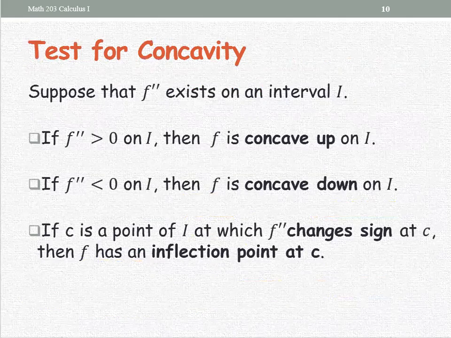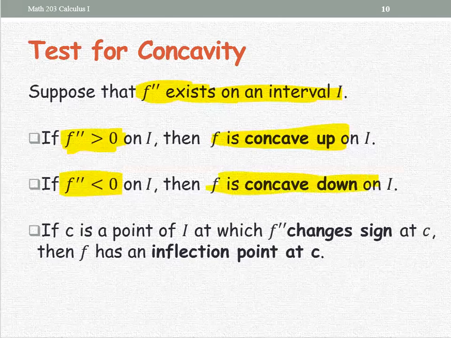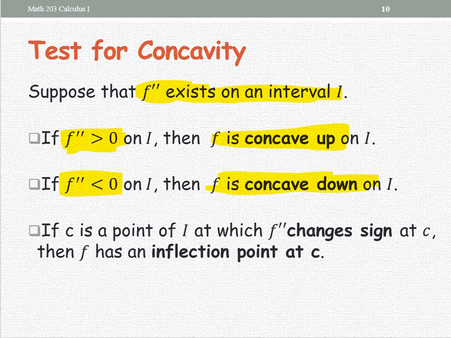The test for concavity. Suppose the second derivative exists on an interval I. If the second derivative is greater than 0, then the function is concave up. If the second derivative is less than 0, the function is concave down. If c is a point of I at which f double prime changes sign, then f has an inflection point at the point c.